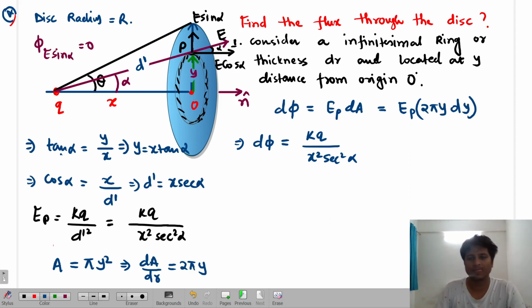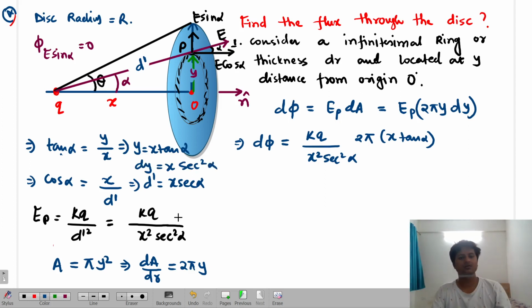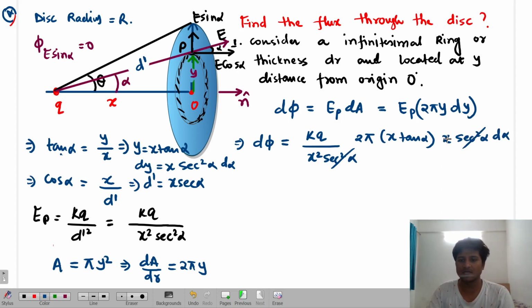Is that clear? So 2 pi y, what is its value? x tan alpha, and x is constant. So if I take dy, x will come out. Tan alpha differentiation is what? Sec square alpha. dy by d alpha will be this or not? So dy can be written as x sec square alpha into d alpha. So I'll just multiply over here x sec square alpha into d alpha. See, sec square alpha got cancelled.